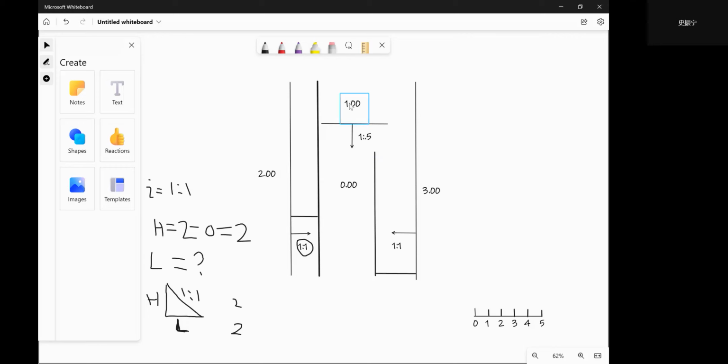And also we know this one is 1 and this one is 0, and the slope is 1 to 1.5, maybe 1.5. Okay. And so in this way let me measure 1.5 units.